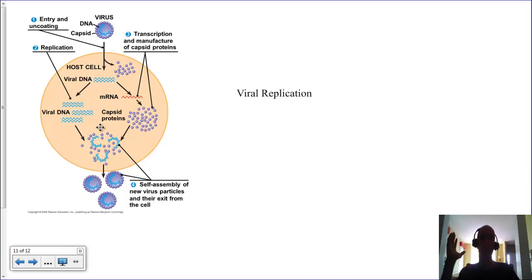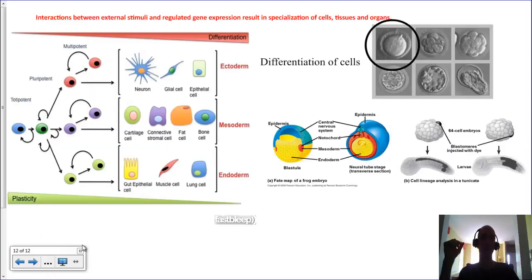And every time you get an influenza virus, every time you get an upper respiratory infection that's viral in nature, this is exactly what's happening in your cells. So just pay attention to that. Just make sure you're familiar with the process.